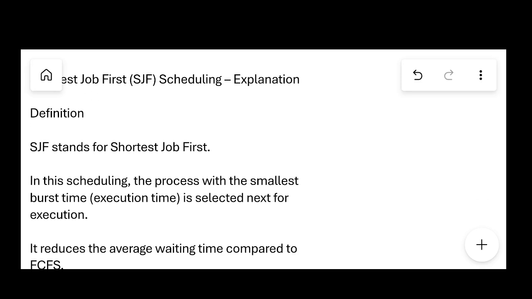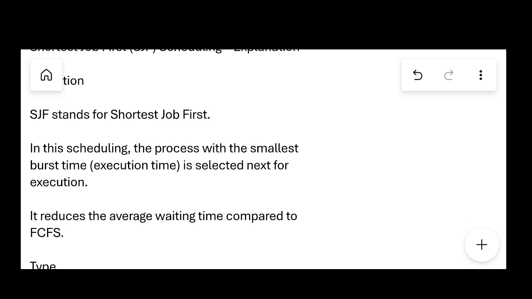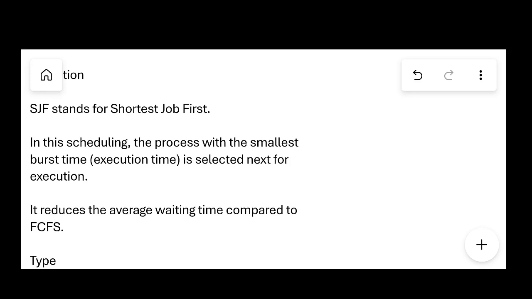So here is the definition. SJF stands for shortest job first. In this scheduling, the process with the smallest burst time is selected next for execution. It reduces the average waiting time compared to FCFS.